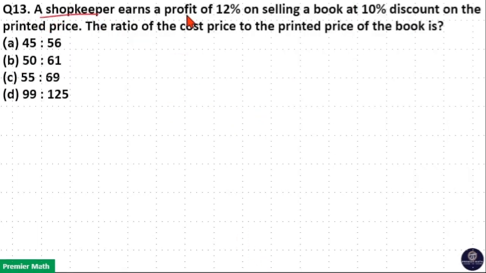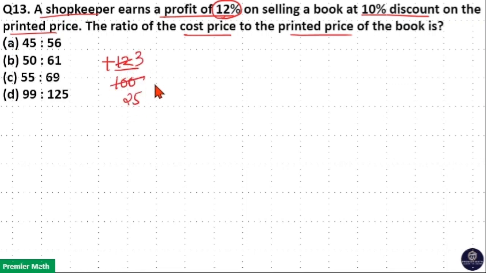A shopkeeper earns a profit of 12% on selling a book at 10% discount on the printed price. The ratio of cost price to the printed price of the book is? Here profit is 12%. Profit means plus. So 12% means 12 by 100. 4 goes 3 times in 12, 4 goes 25 times in 100. Now plus 3 by 25 means if 25 part is the cost price, then 25 plus 3, 28 part is the selling price. This is the meaning of 12% profit.